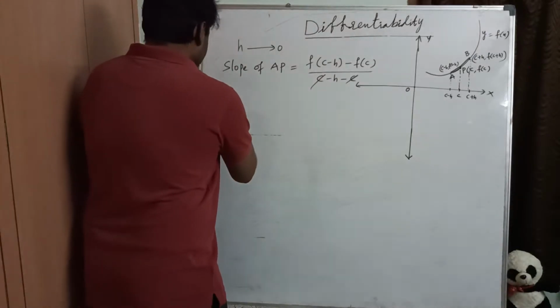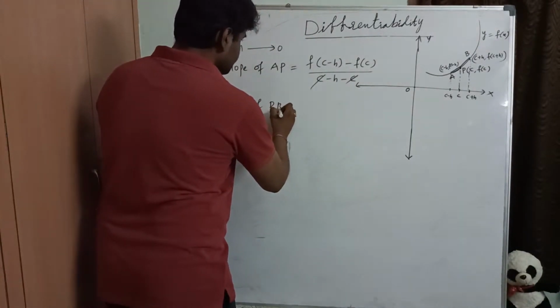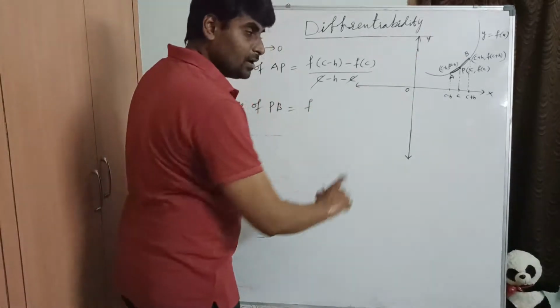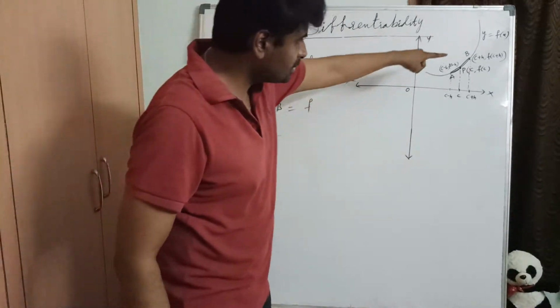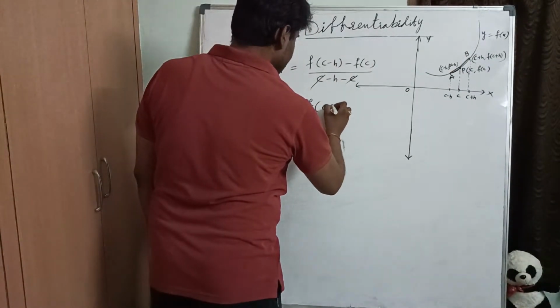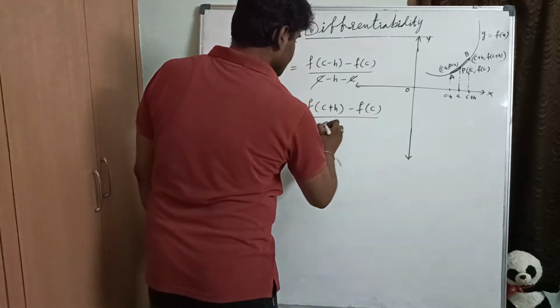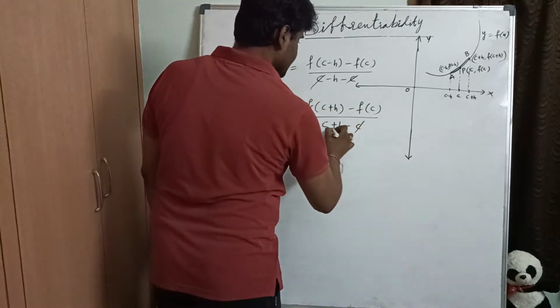Now let me take the slope of PB. What can I write there? There also y2 minus y1 by x2 minus x1, the slope of this line segment, that chord. So f of c plus h minus f of c by c plus h minus c. The c gets cancelled.